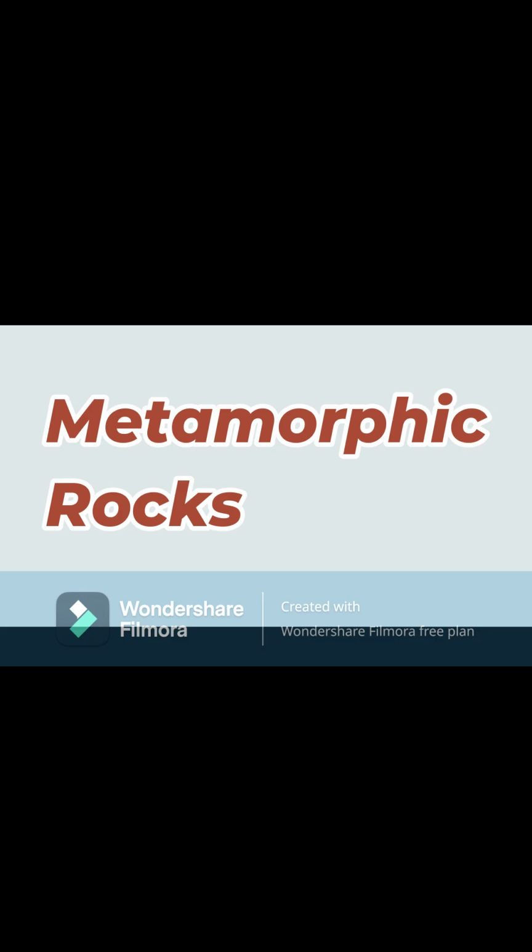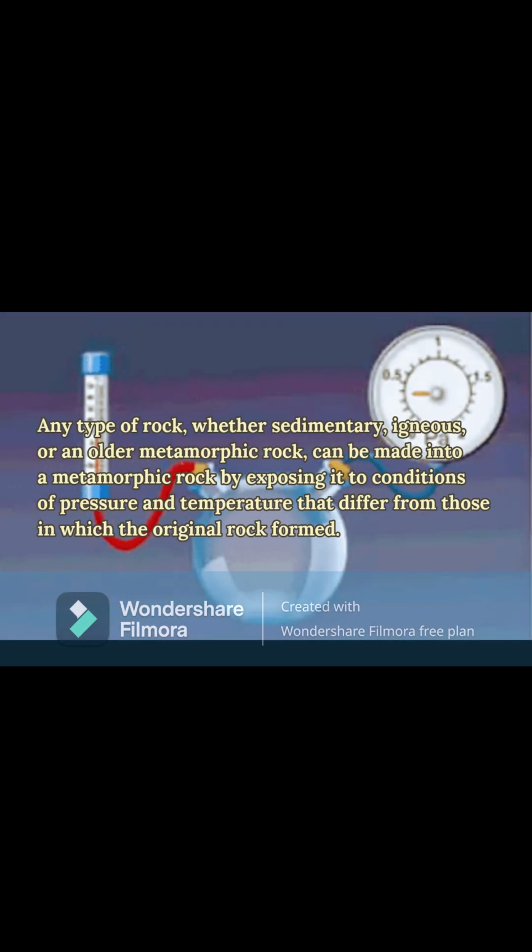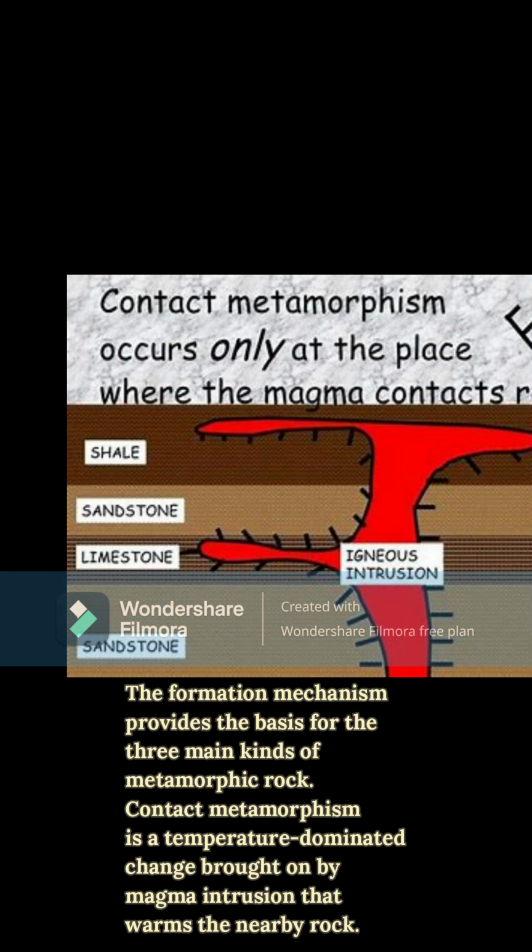Metamorphic rocks. Any type of rock, whether sedimentary, igneous, or an organometamorphic rock, can be made into a metamorphic rock by exposing it to conditions of pressure and temperature that differ. The formation mechanism provides a basis for the three main kinds of metamorphic rock.